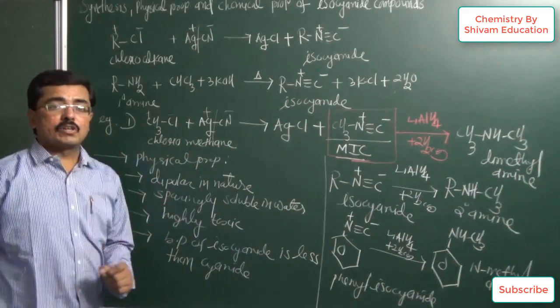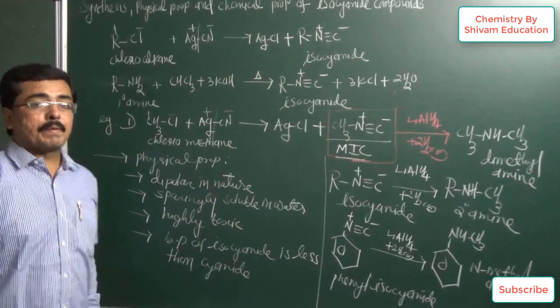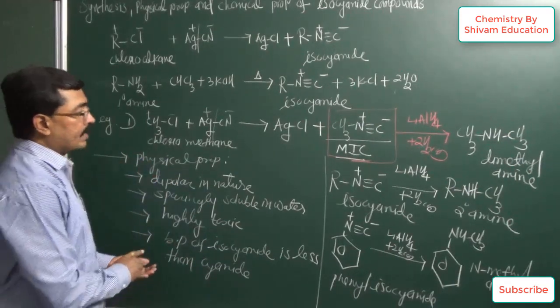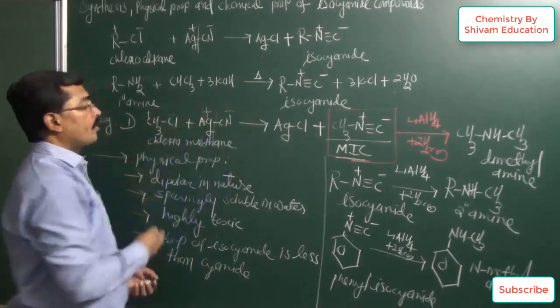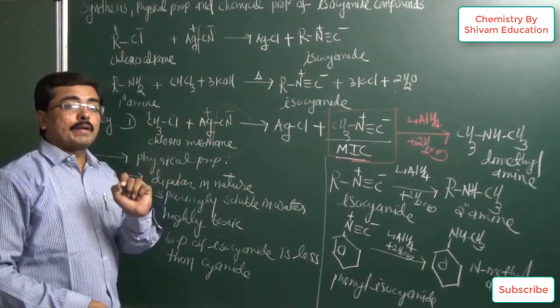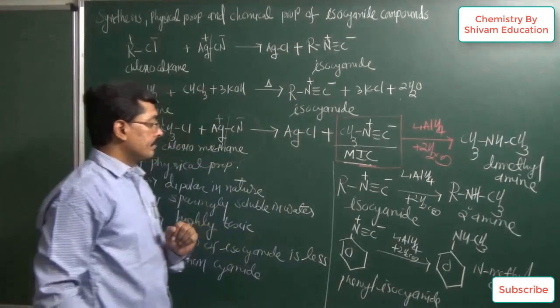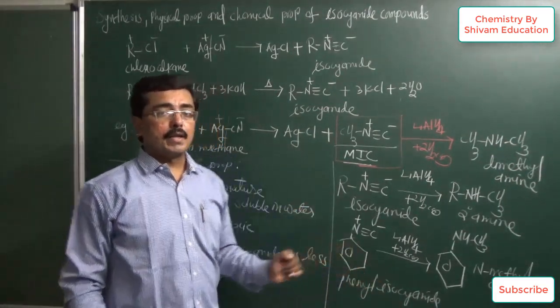So in this lecture we have discussed that isocyanide compound can be prepared by using 2 different methods. Particularly this reaction will ask you in a competitive exam that chloromethane reaction with silver cyanide, what will be obtained? We are getting always isocyanide compound. Isocyanide on reduction give us always secondary amine.